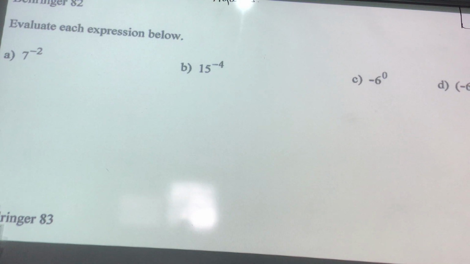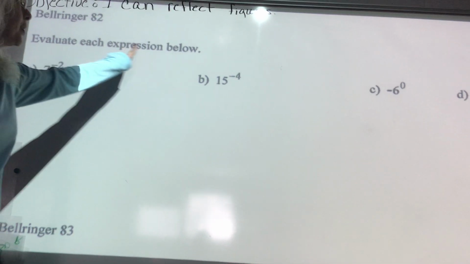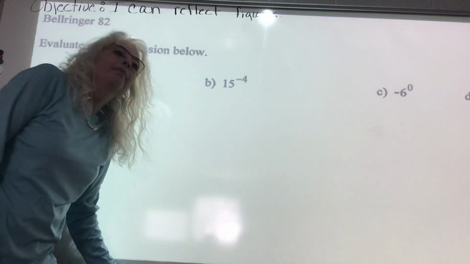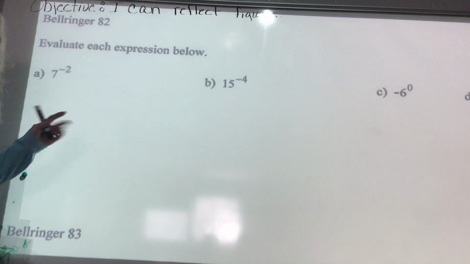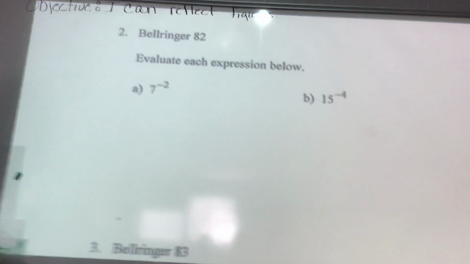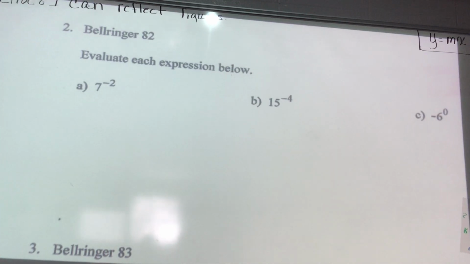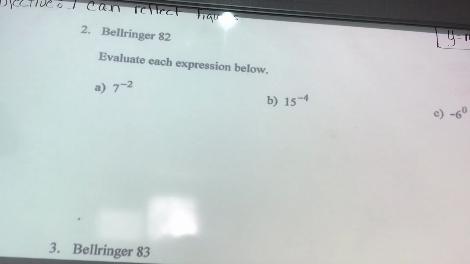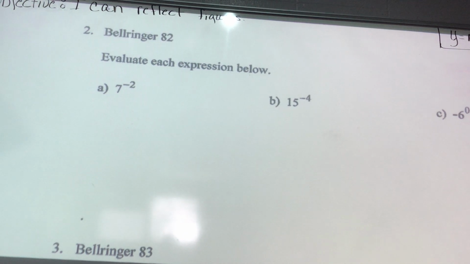So on Bellringer 82, we're working with those exponents again, and the direction says, evaluate each expression below. What is different with problem A than what we had been used to until yesterday? What is different about this problem?